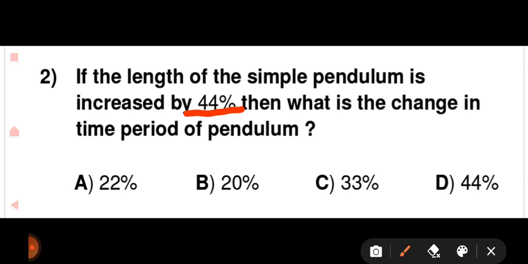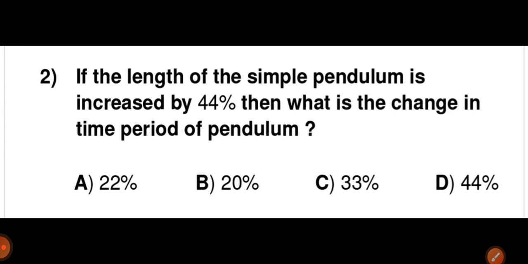Friends, in this question the increase in the length, 44%, is very important. Suppose the original length is L, and when we say the increase is by 44%, then we should add it: L plus 44%. That thing we should remember. Now here we have to apply the formula of the period of a simple pendulum: T is equal to 2 pi under root L upon g, and based on that we'll see the solution of this question.